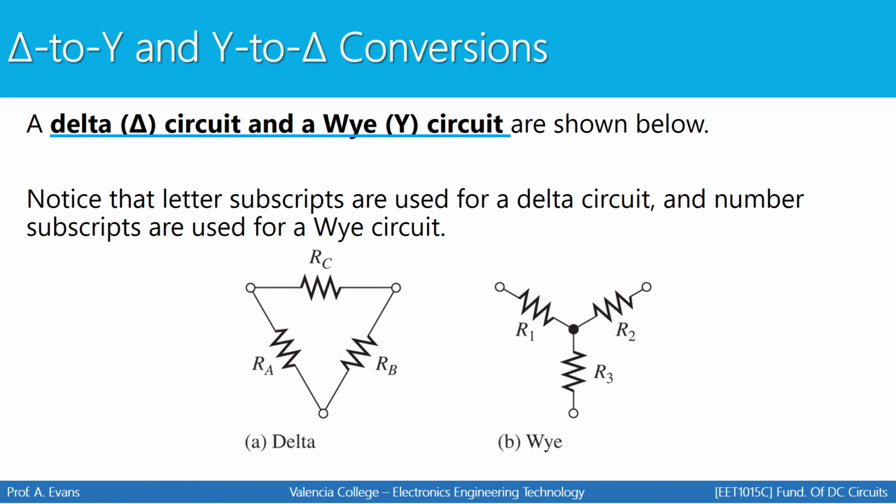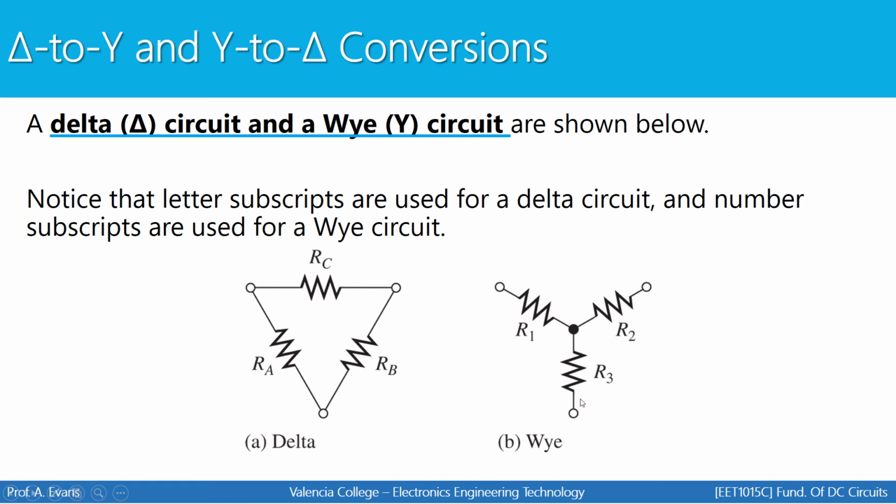Next, we're going to move on to delta to Y and Y to delta conversions. First, I'll explain what those are. A delta circuit is simply an orientation of three resistors that forms a triangle like this. A Y circuit is an orientation of three resistors that forms a capital letter Y.